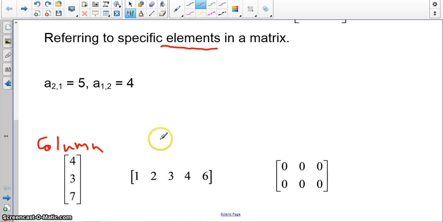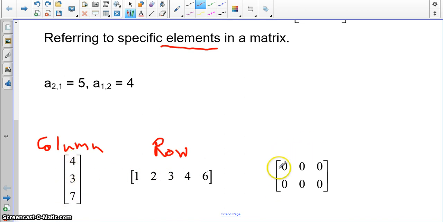Okay, this is a row matrix. This could be 30 things long, and it wouldn't matter. It'd be a row matrix, a 1 by 30 row matrix. In this case, it's 1 by 5, of course. This is a 3 by 1.